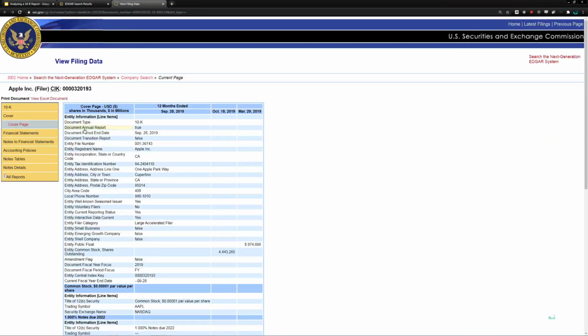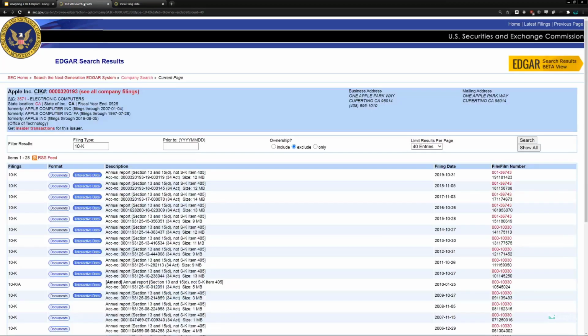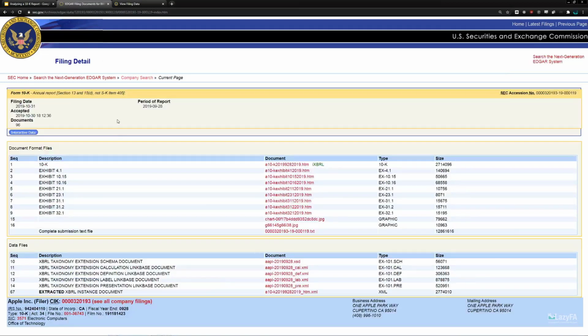So the interactive data is nice for analyzing the financial statements, but the raw documents themselves, the actual SEC filings, are in the documents area. And then once you're here, it'll always be the first link at the top, whether you're looking at an 8K or a 10K or whatever other kind of filing. It'll always be the first link is the actual filing.